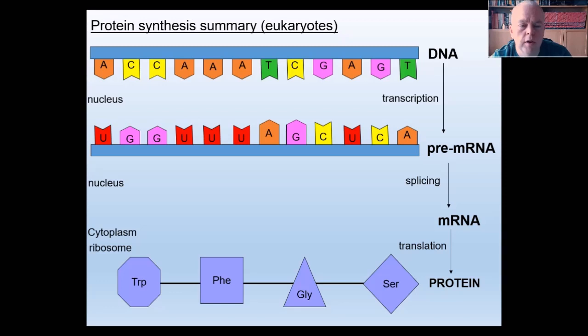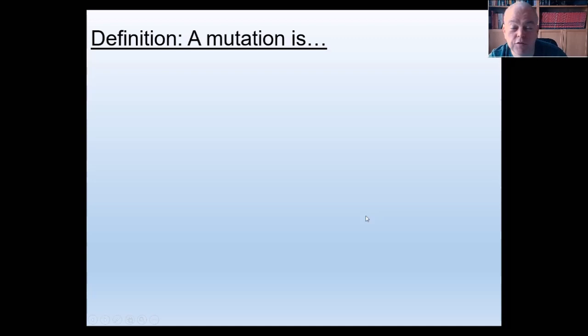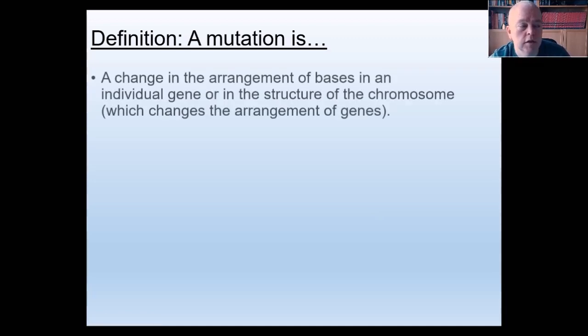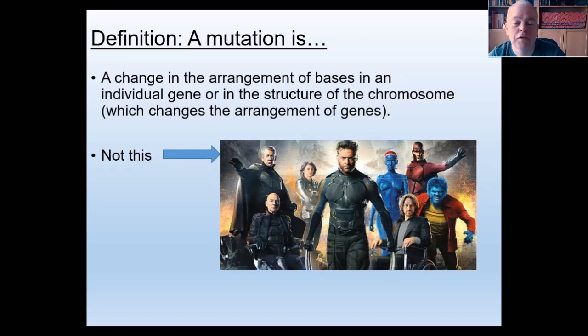So let's have a look at what we mean by the term mutation. Mutation has a specific definition that you should try and recall because it's defining a particular event that's taking place. What we need to look at is to do with the arrangement of bases in an individual gene or the structure of a chromosome. It isn't what many people think. It's not this, for example. It's not the science fiction side of it. We're focusing purely on what's happening to the particular bases in our DNA. So what might the consequences of that be? That's what we're going to have a look at.